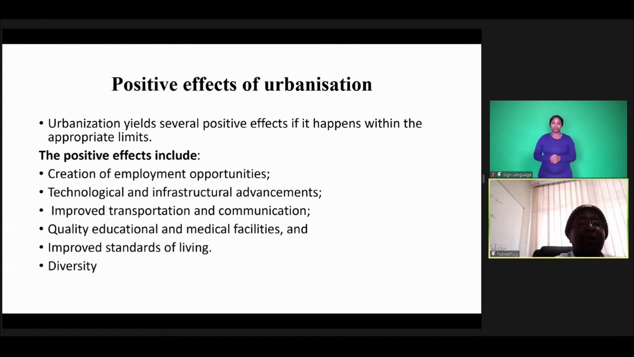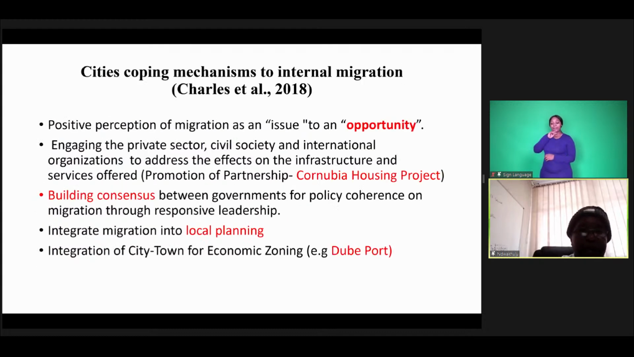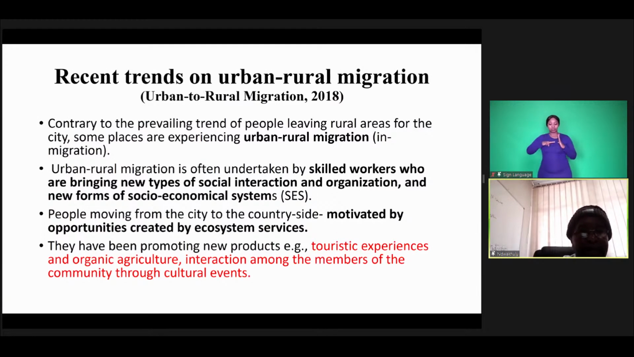And that means we are able to see the trend of rural-urban migration. But part of this configuration, we're also able to see, rather than looking at the rural-urban migration, the urban-rural migration, where some people consciously take a decision to go back to the rural areas.